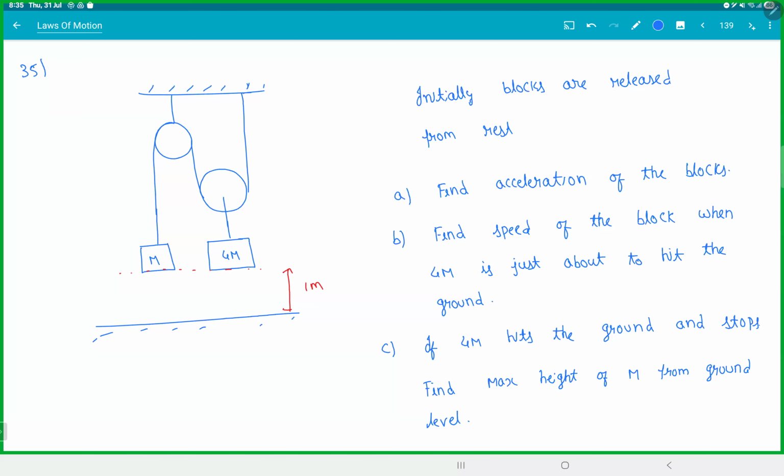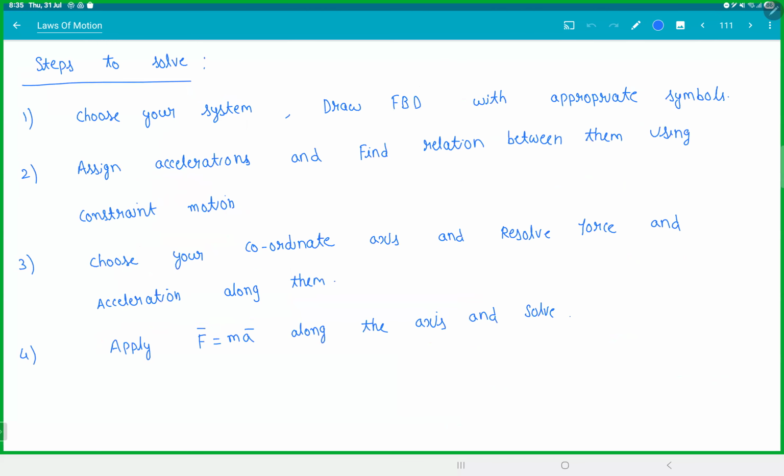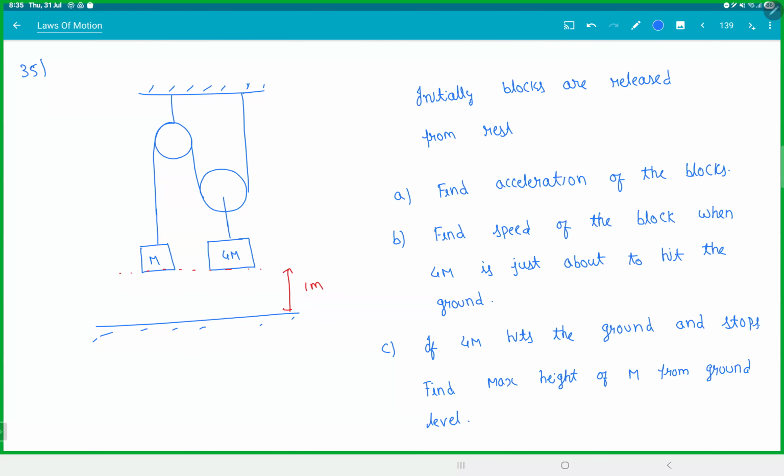Remember the process. What was the process? Step 1, choose your system, draw the FBD. Step 2, assign accelerations, find the relation between them using constraints. Step 3, choose your coordinate axis system, resolve the forces and accelerations. Step 4, apply F is equal to ma for each block and solve. The process is still valid. Try. I'll give you 1 minute for the first part.